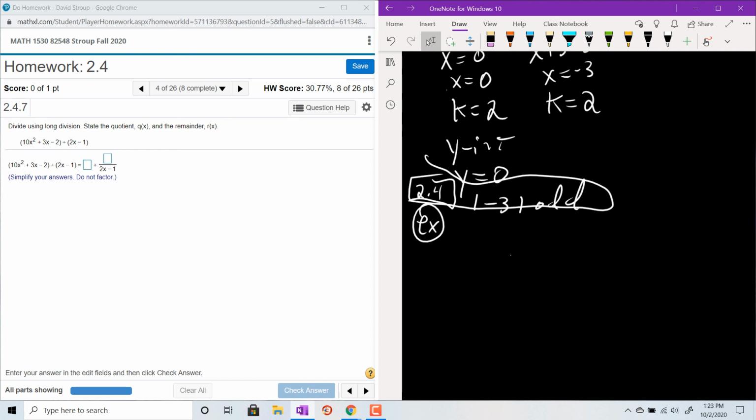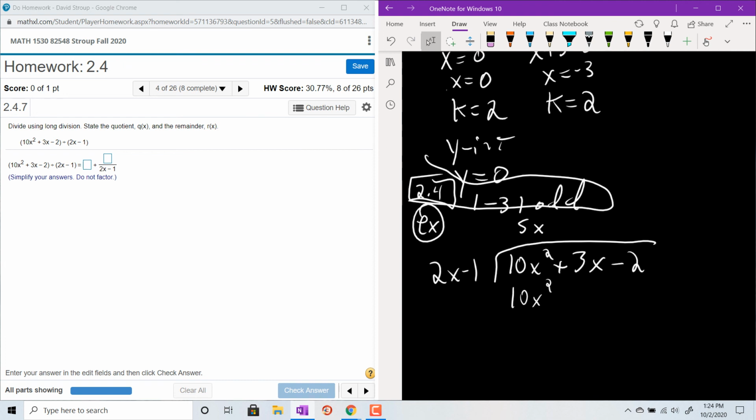And here we go. So I got 10x squared minus 2x divided by 2x minus 1. I'm just going to go ahead and write it in the long division form. Okay. So what times 2x is 10x squared? So I say, okay, 5x. So that's 10x squared. Distribute the 5x, so minus 5x. And then I'm subtracting all that. So that's going to be 8x, bring down minus 2. Make sure you're distributing that negative to both terms. So 3x plus 5x is 8x, bring down the negative 2.